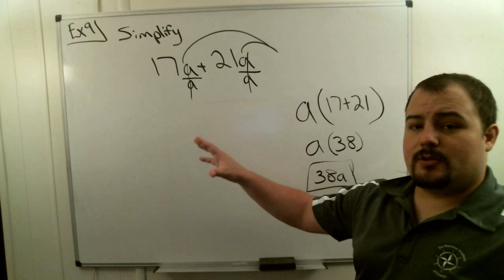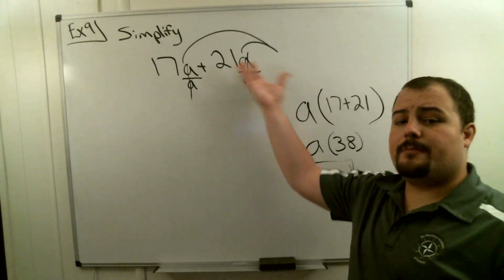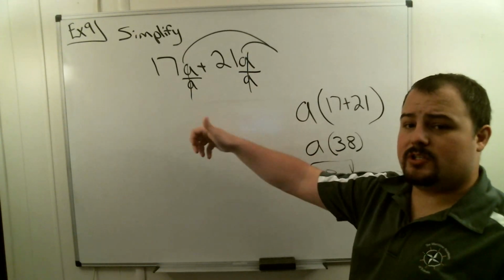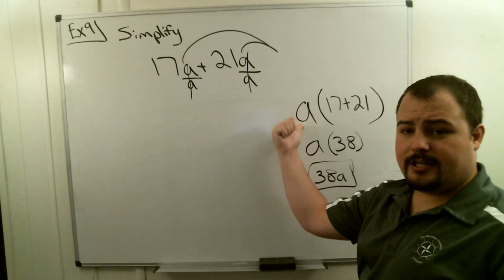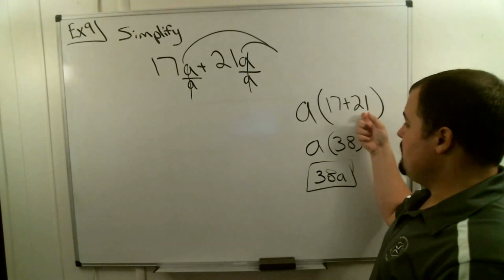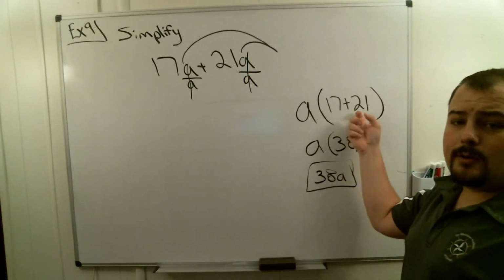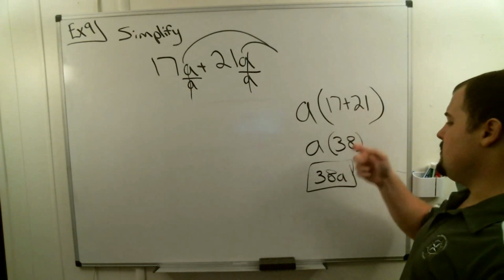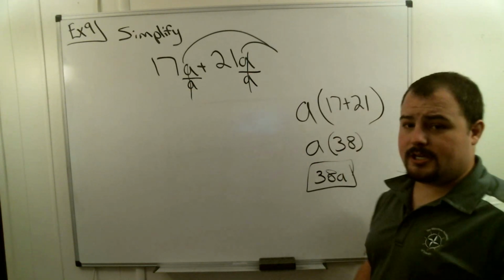So this is what distribution property could do. We could take a number out as long as they both have it. In this case, they both had the letter A. So we took the A out of the problem. It went on the outside. And what we had left after we took A out stayed on the inside. We're able to add 17 and 21 because they're regular numbers and we know what those equal. 17 plus 21 is 38. We end up with 38A.